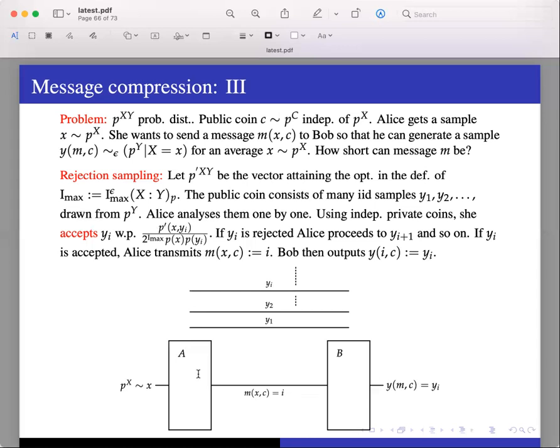Now you may say that Alice's strategy uses private coins, and for each sampling, to accept Yi with this probability, she uses fresh private coins. But don't worry. We can move these private coins into the public coins, and Bob will not bother about that part of the public coin. But it's nicest to think of the protocol in this fashion. So the public coin is IID samples from PY, and then Alice uses private coins to do the rejection sampling. So this is called rejection sampling. You keep rejecting. If you accept, then you stop. And you output the index where you accept. That's the strategy. So is this algorithm clear?